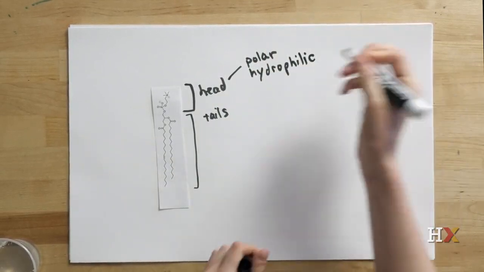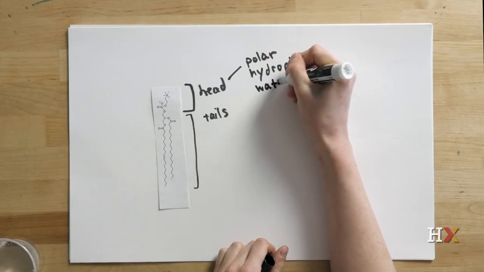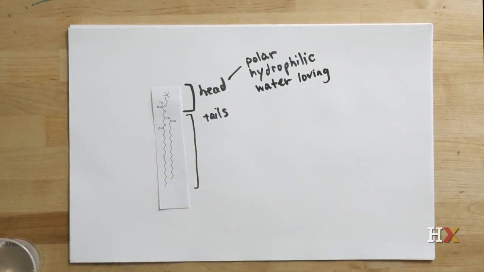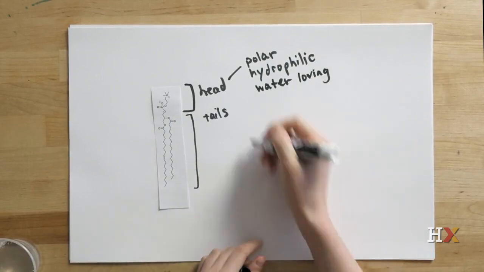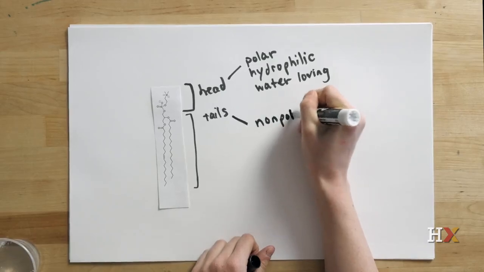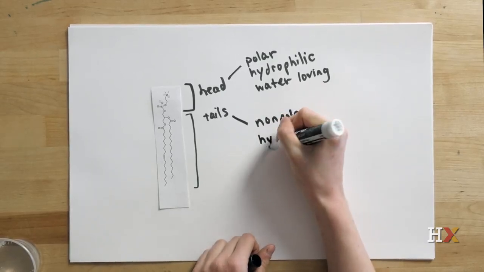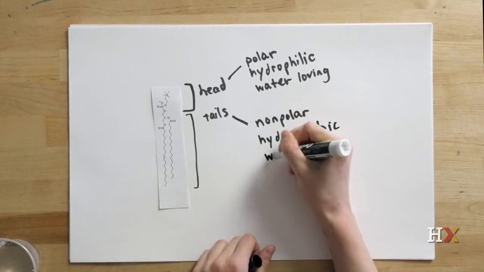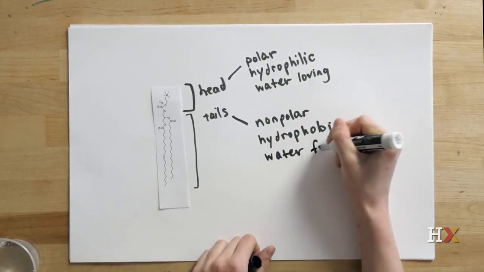And because it's hydrophilic, that means it's water-loving. So the head of a phospholipid is always going to want to interact with water. It's going to want to be next to water. And then the tails are nonpolar, exactly the opposite of the head in every way. They're hydrophobic, and this means that they're water-fearing.